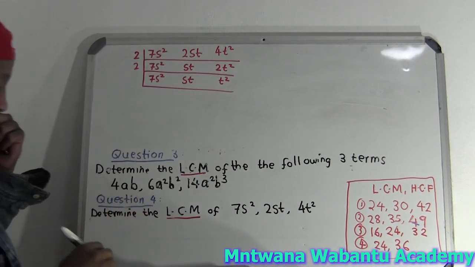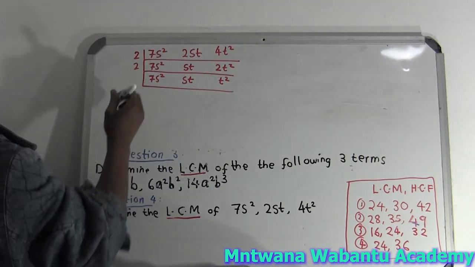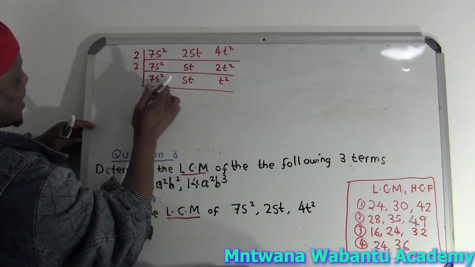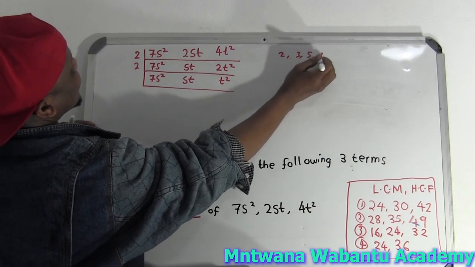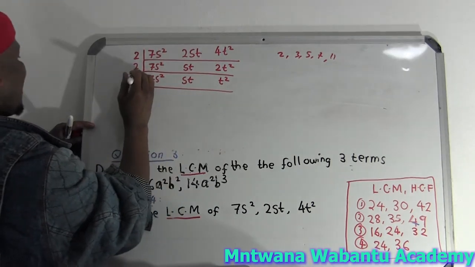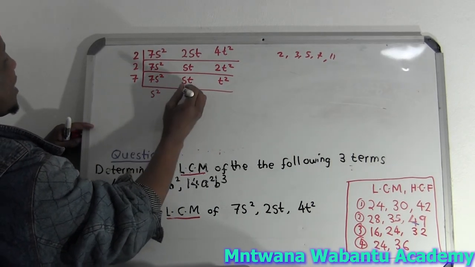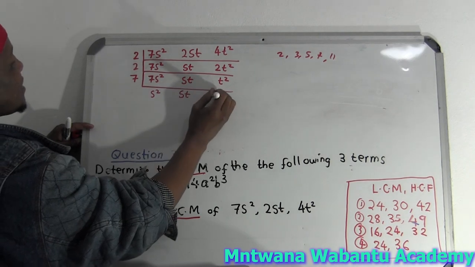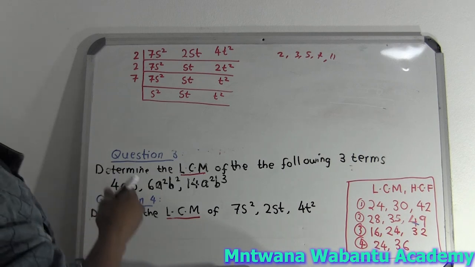Now we think, what could be the next number? 7, because the next number here, look, 2, 3, 5, 7, 11, so 7 could be the next number. So we take 7 out, so here it's going to be s squared, and this is going to be st, and this is going to be t squared, because we take 7 out.